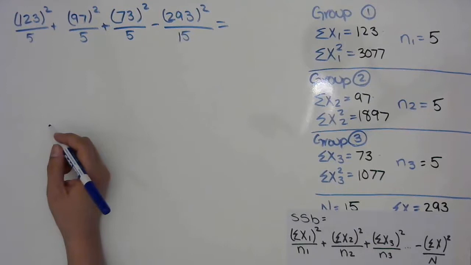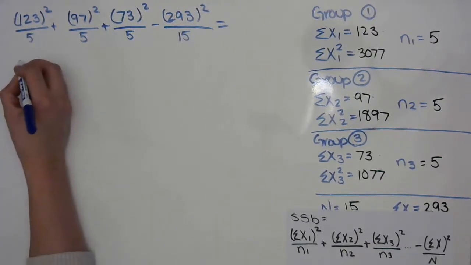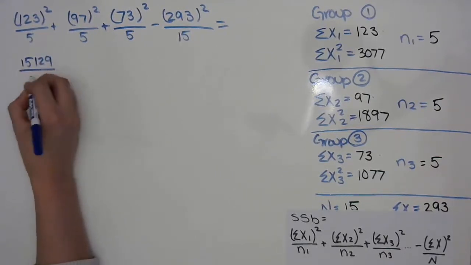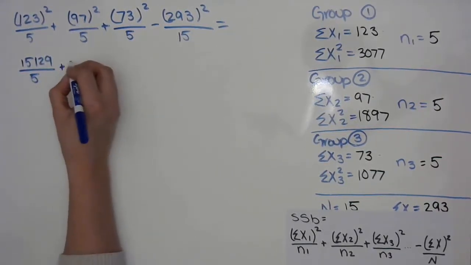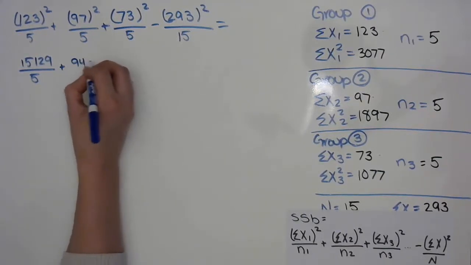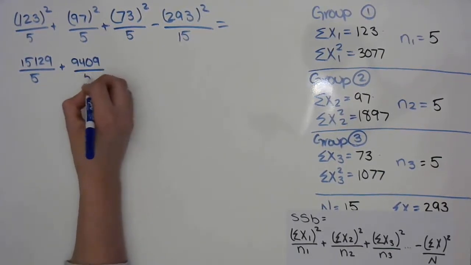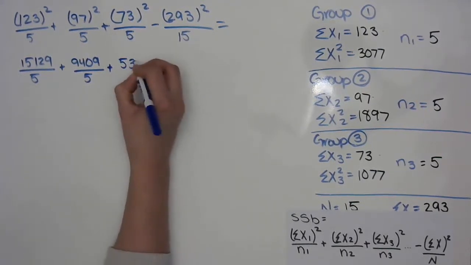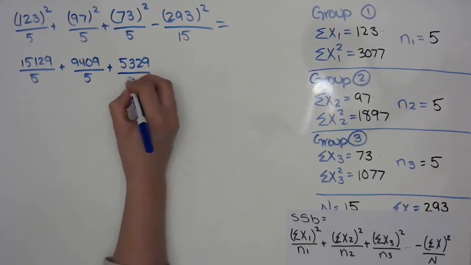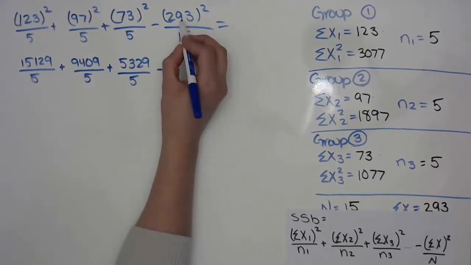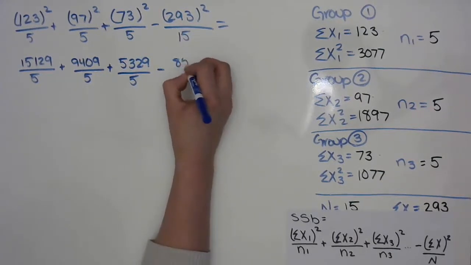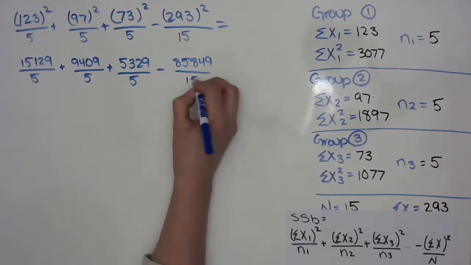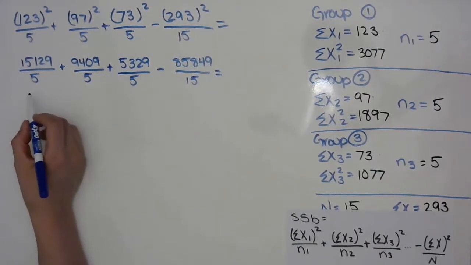Okay, so let's start solving that out. 123 squared is 15,129. Put that back over 5, plus 97 squared is 9409 over 5. And then 73 squared is 5329 over 5, minus 293 squared is 85,849 over 15. Okay, so then let's divide those out.